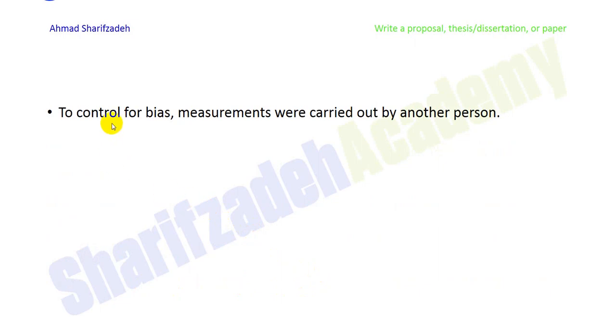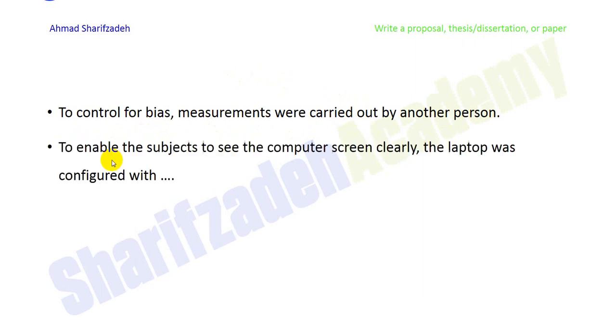To control for bias, we want it to be unbiased, measurements were carried out by another person. The researcher himself or herself did not do the research. On behalf of him or her, someone else carried out the research. Okay, to make it fair, unbiased.